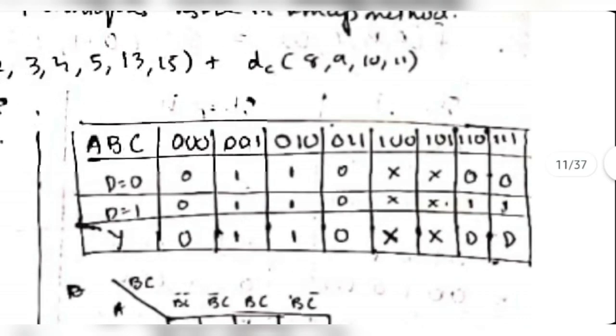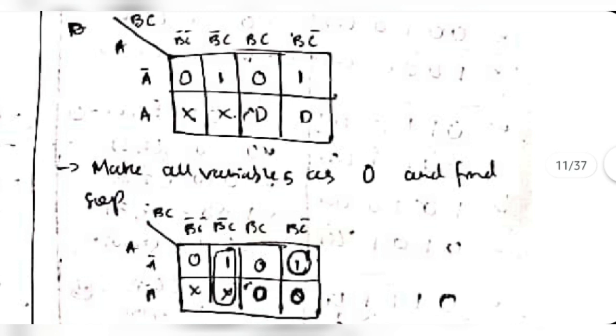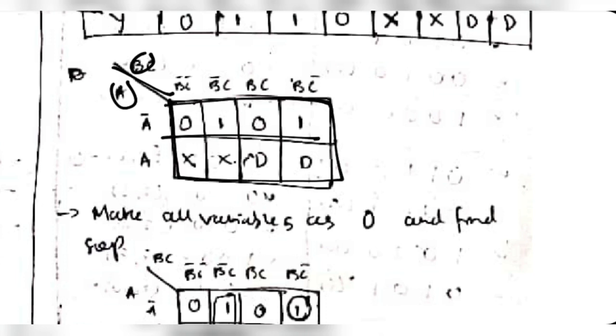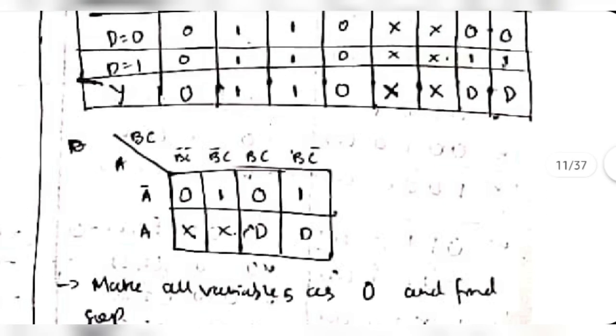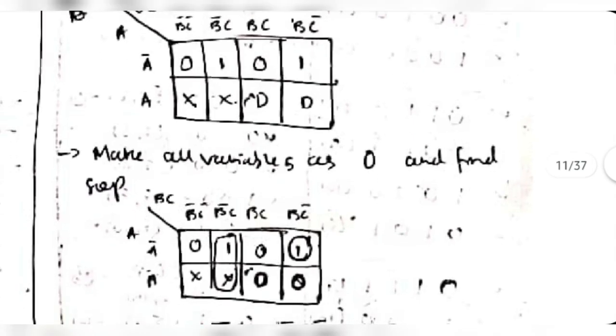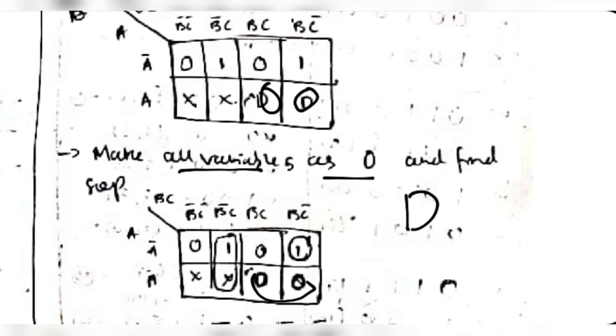Now this is a bit harder one: how to convert this truth table into the equation. So please listen carefully. First we will make the K-map for a, b, c. For the a, b, c values we will fill this according to the values you got for y above. These values will be filled in this table. After filling these values, our first step is to make all the variables 0. Now the variable is only d here, so wherever d is there, make it 0.